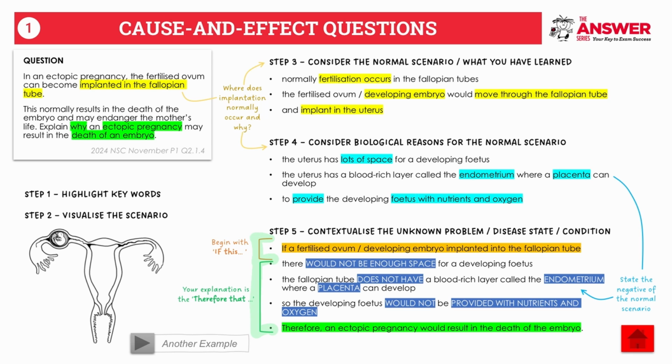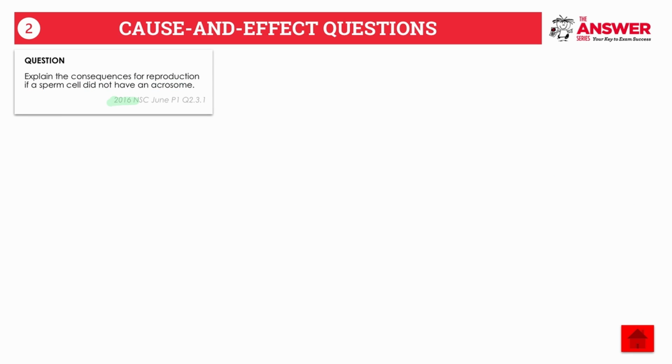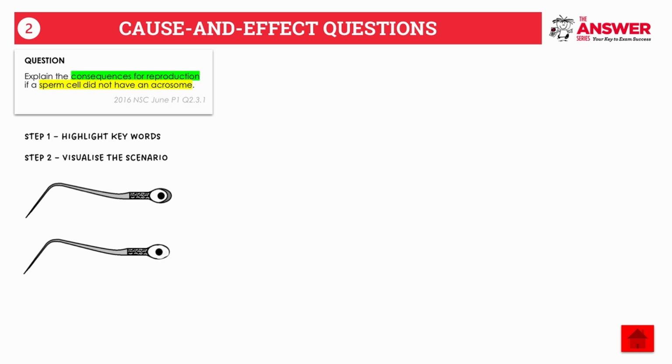So let's practice this with another example. This question comes from the 2016 June paper 1. Explain the consequences of reproduction if a sperm cell did not have an acrosome. So first highlight the key words. Consequences for reproduction is what you need to answer. And what is the problem? The sperm cell does not have an acrosome.